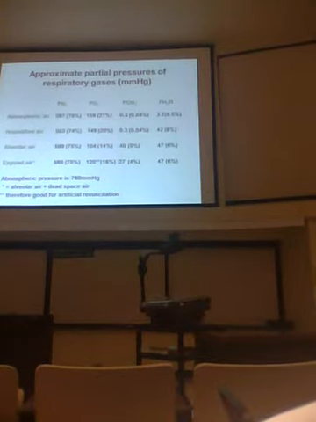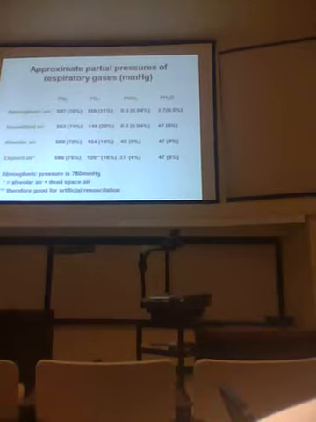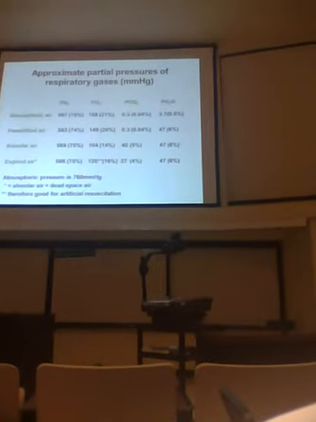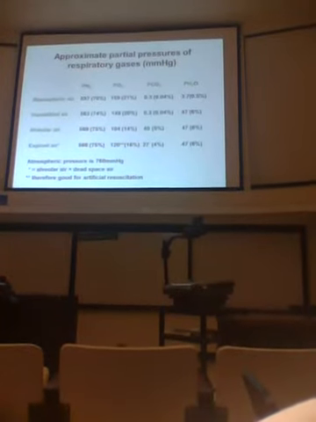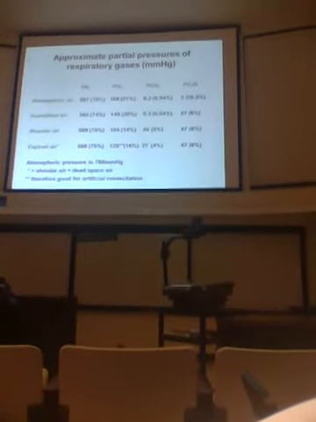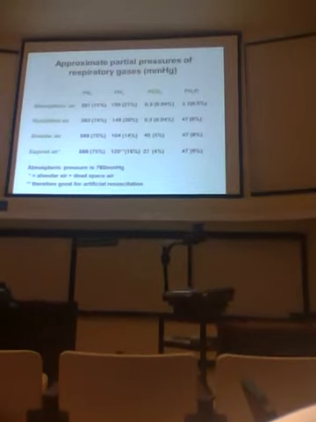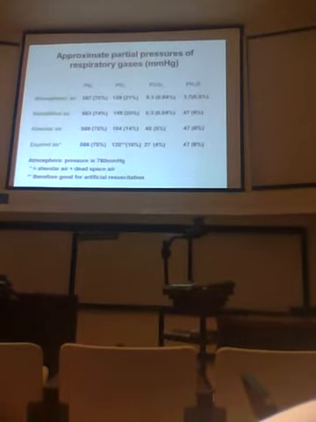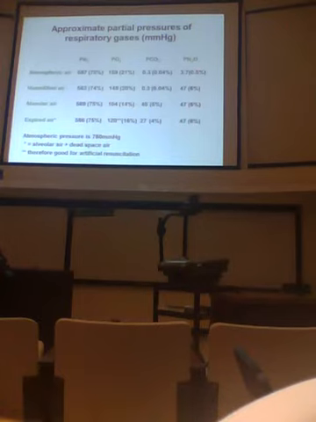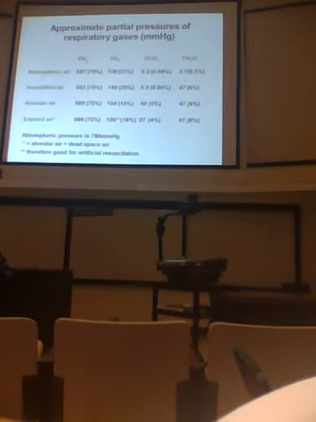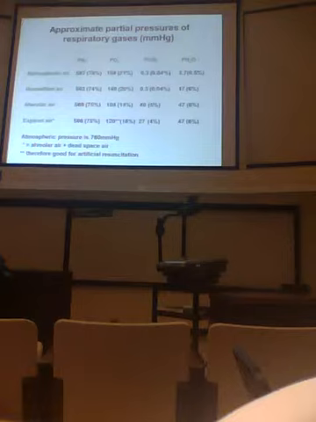But nitrogen doesn't play any part in respiration. It's an inert gas as far as we're concerned. I list it here because it is such a large proportion of the air that we inspire. So 78% of the atmospheric air is nitrogen, but it doesn't play any role in respiration. Here are the important two. Partial pressure of oxygen in atmospheric air, about 21%. Partial pressure of carbon dioxide is 0.04%.